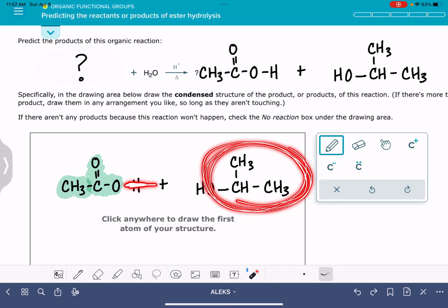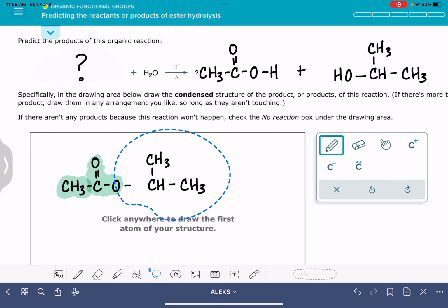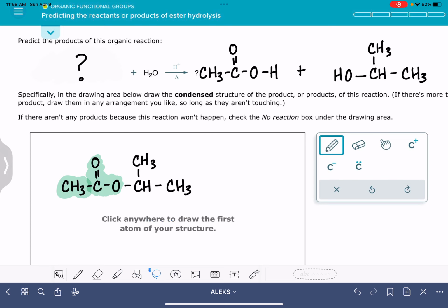Now this molecule, when I attach these two together, is going to get rid of its OH. So I'm getting rid of a hydrogen from one and an OH from the other. Those are just going to go away, and these two molecules are going to combine together into one. It's a massively long bond there, but I can just scooch that together. And that's the structure of the ester if you're being given this version of the problem.